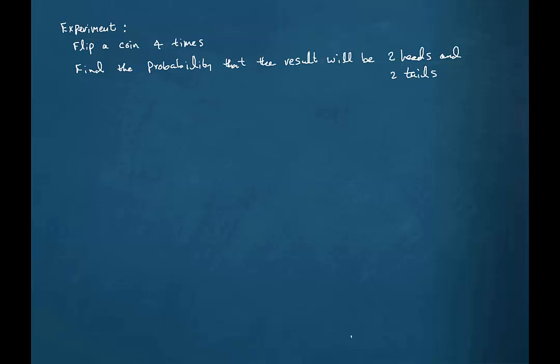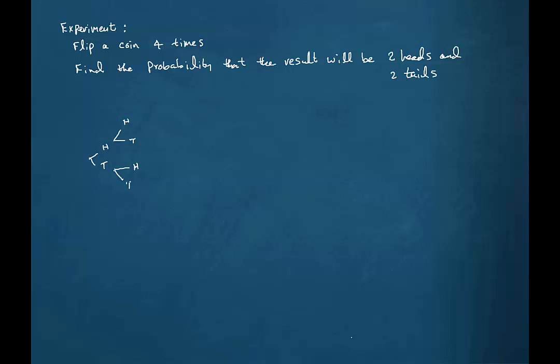Let's consider the experiment: flip a coin 4 times, and let's find the probability that the result will be 2 heads and 2 tails. In order to understand the process, we might first begin by drawing a tree to describe this experiment. Our first flip could result in either a head or a tail, and then our second flip could result in either a head or a tail.